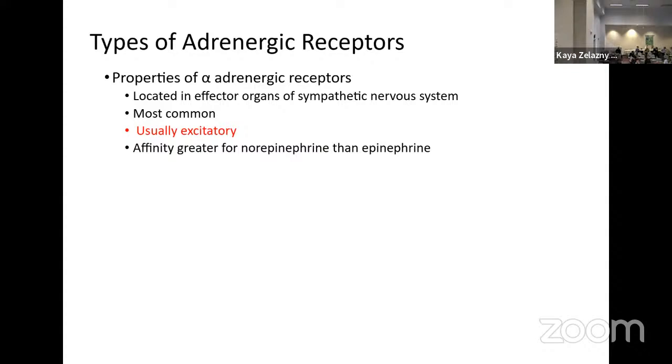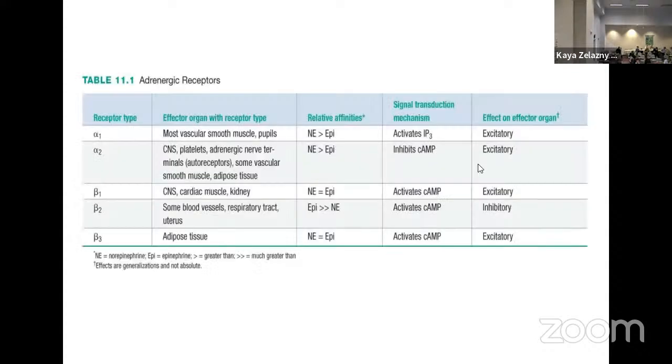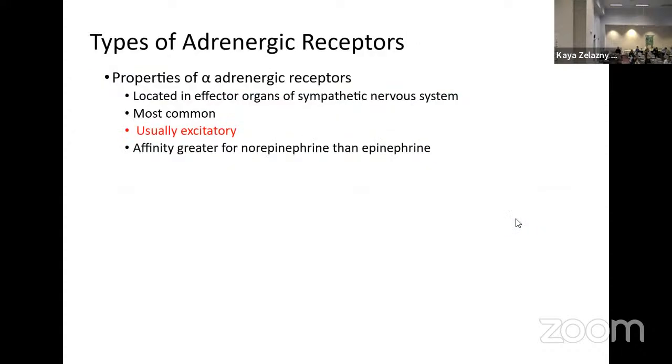Usually these are excitatory. So if you look at that table, you can see that sometimes we're going to have excitatory effects on the organ. Sometimes, occasionally, we'll have an inhibitory effect on the effector organ. That's a generalization, but usually we're exciting the cell that we're linking up to, making it more likely to do something.